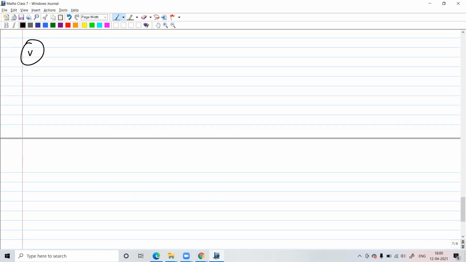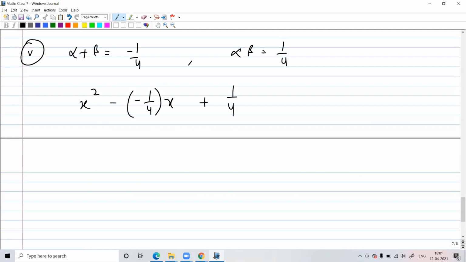Just leave it as alpha plus beta is given as -1 by 4. Alpha into beta is given as 1 by 4. So write your polynomial as x square minus 1 by 4 times of x plus 1 by 4. When you simplify it, it will become x square plus x by 4 plus 1 by 4.